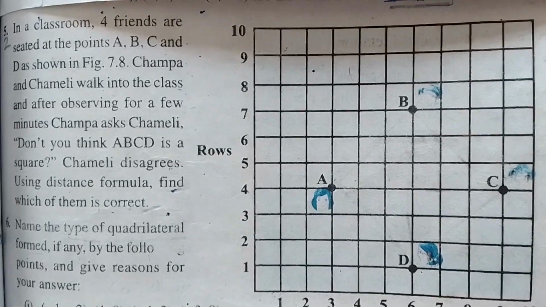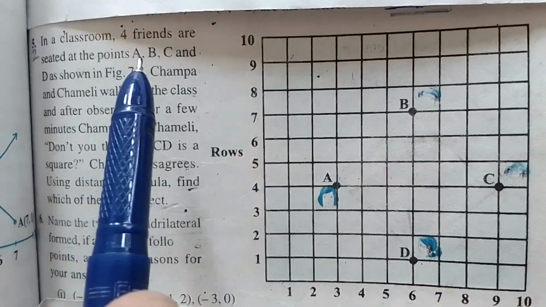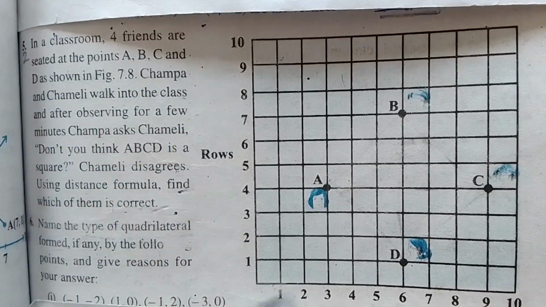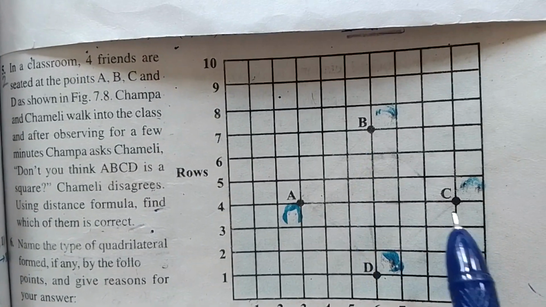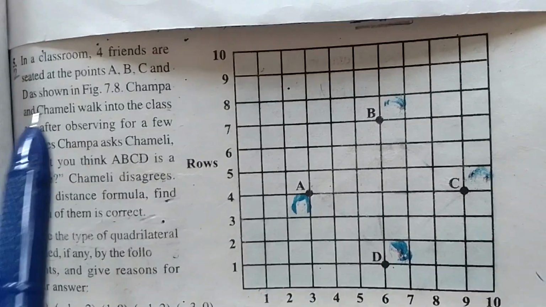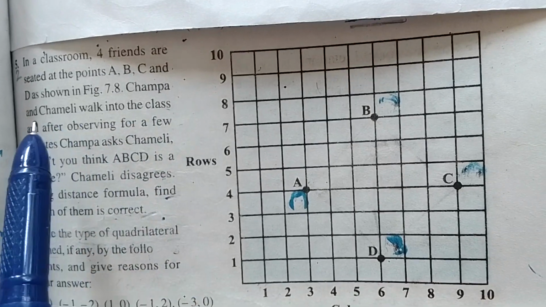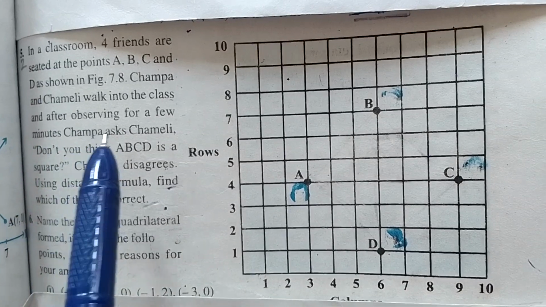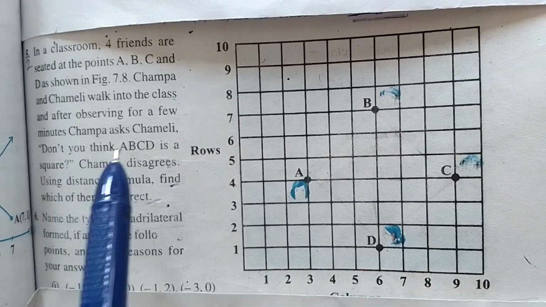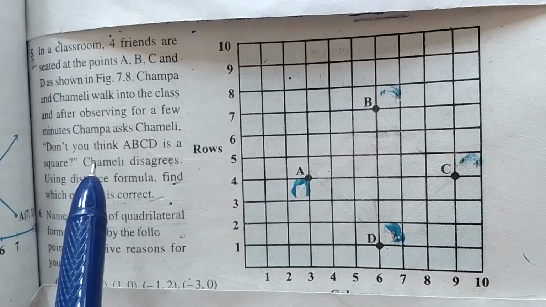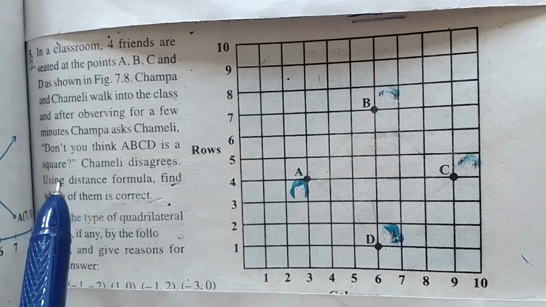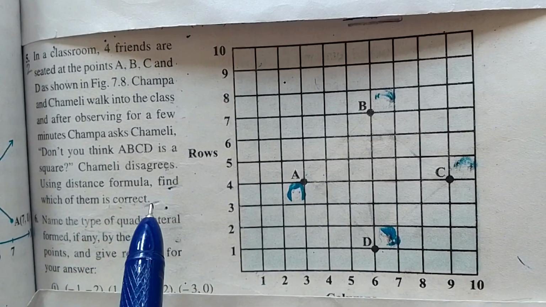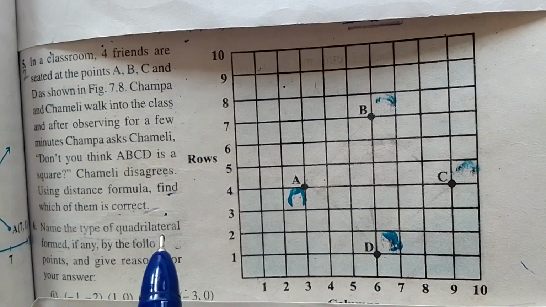The fifth question is: in a classroom, 4 friends are seated at the points A, B, C and D as shown in the figure. Champa and Chameli walk into the class, and after observing for a few minutes, Champa asks Chameli, "Don't you think ABCD is a square?" Chameli disagrees. Using the distance formula, find which of them is correct.